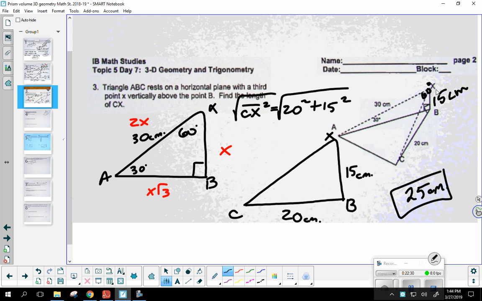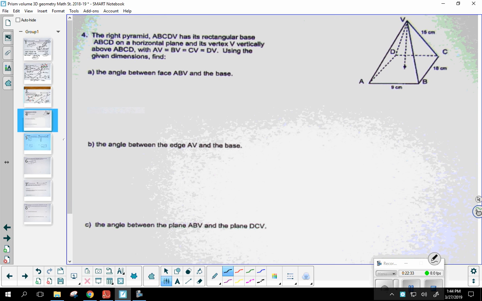Okay, we got one left. And this is a rectangular pyramid. The right pyramid, ABCDV, has its rectangular base ABCD on a horizontal plane and its vertex V vertically above ABCD with AV equal to BV equal to CV equal to DV. Using the given dimensions, let's see, the base is going to be 9 by 18 centimeters, and it looks like those edges are 15 centimeters as well. Find the angle between face ABV and the base.